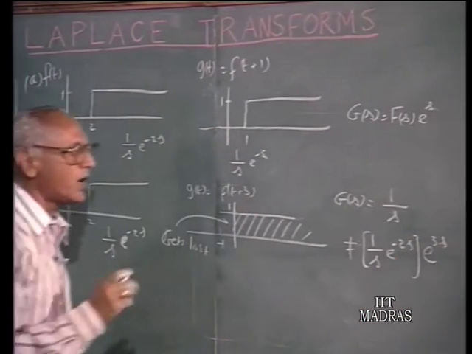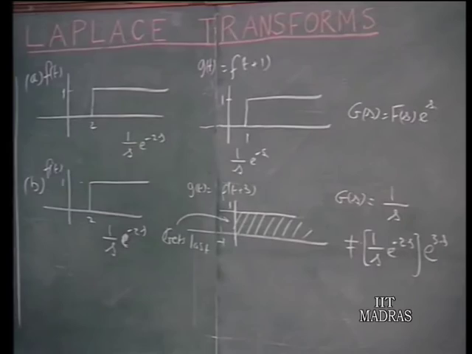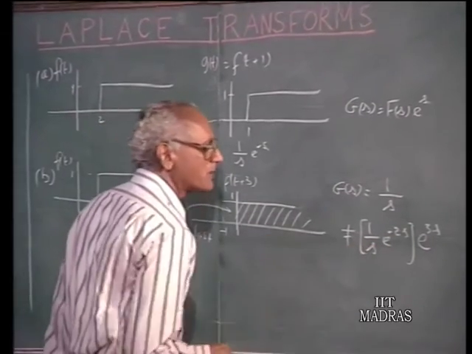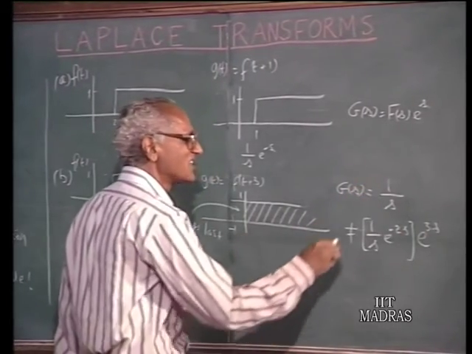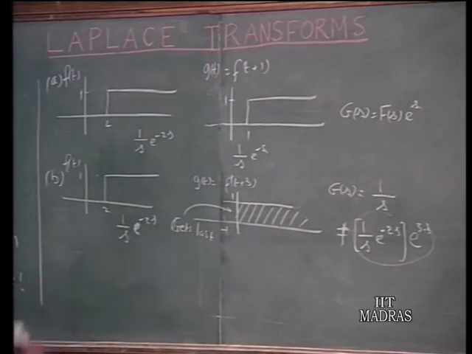So, this would be what we would have expected if the same rule applied for advanced functions as it would apply for delayed functions. So, if you had multiplied by e to the power of 3 s, you would have got 1 over s e to the power of s, but it is not equal to 1 over s. Therefore, this is not equal to this. This is an incorrect expression for this as far as the Laplace transform is concerned.